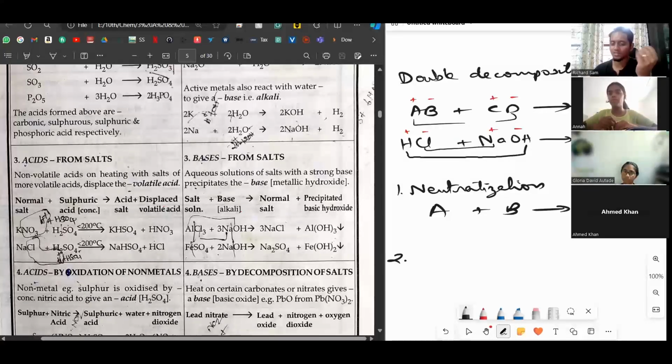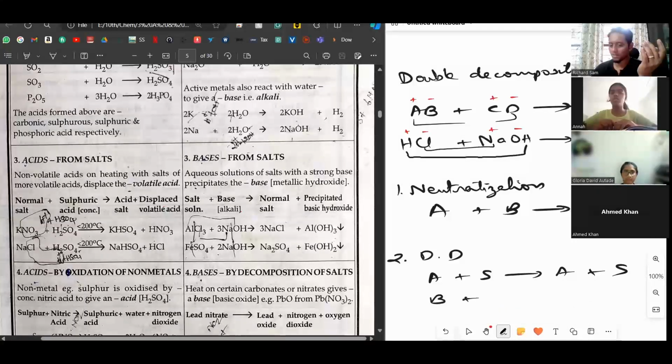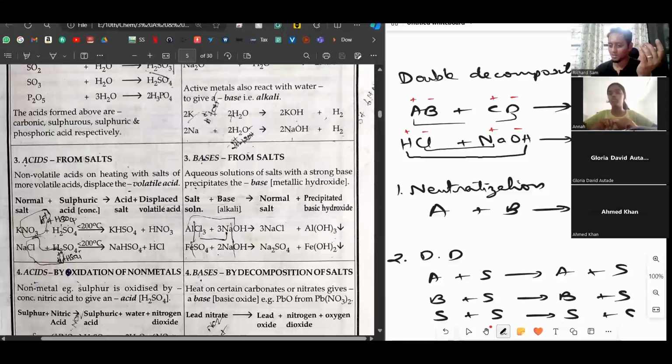And the second one, there's no name for it, but we call them double decomposition. That is acid plus salt gives acid plus salt. Next one is base plus salt will give base plus salt. And last one is salt plus salt will give salt plus salt. These are all the different types of reactions. Okay, I'll show you examples for each of them. In this chapter, we need to know all these types of reactions. Okay, so we'll see that.